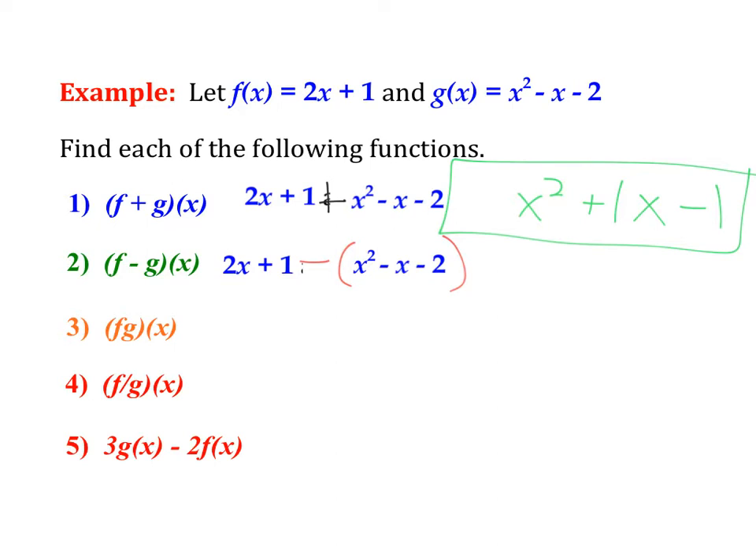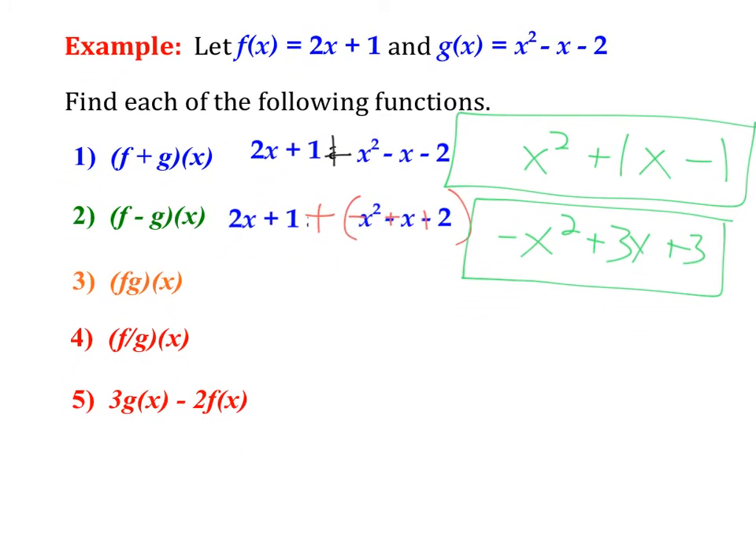And some folks might actually find it beneficial if you change that to a plus and then just make everything the opposite. That's perfectly legal. So our answer here would be negative x squared plus 3x. Let's see, positive 1 plus 2 plus 3. Boom. Next one, as promised, is going to require a little bit of distribution.